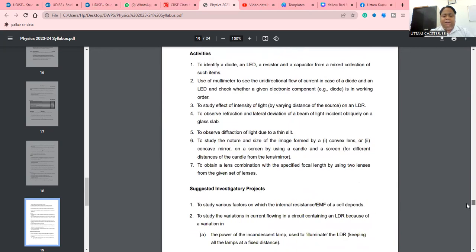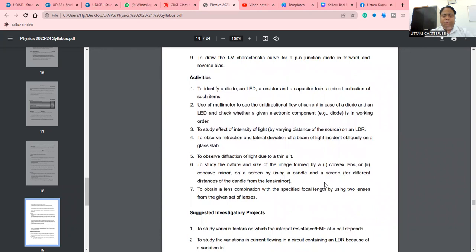In activities, that means the projects, you have to identify the diode, LED, resistor, and capacitor. These things will be given to you, and you have to identify which component has been given. You can also make some project based on these LEDs. You can make a dancing light. If you make a dancing light and show it to your external examiner, he will be very happy and will ask you questions about the variable resistance and all.